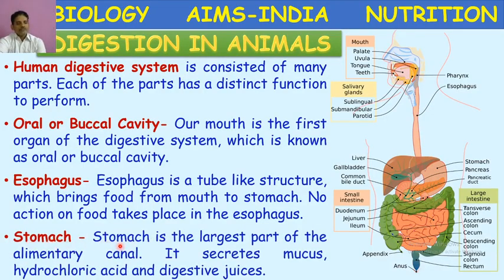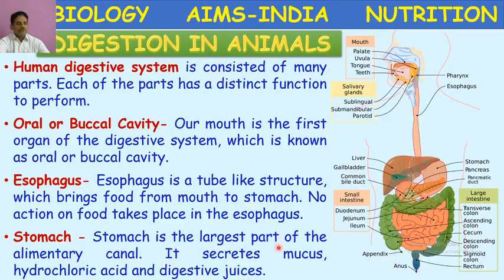Stomach. From the esophagus, the food bolus, the partly digested food in the mouth, passes into stomach by means of wave-like movement called peristalsis. The process of pushing the food from esophagus into stomach is called peristalsis. The muscles will contract and expand, a wave-like movement takes place, and the food passes into stomach.